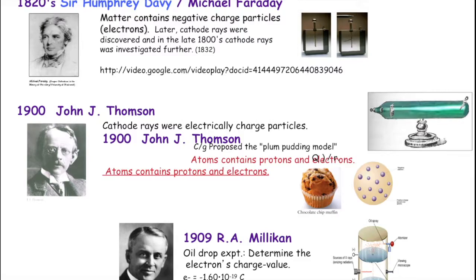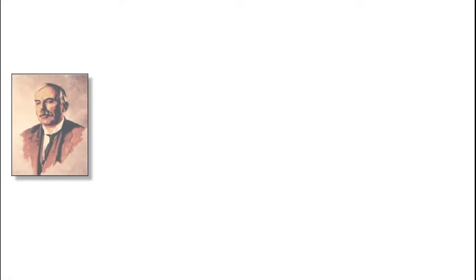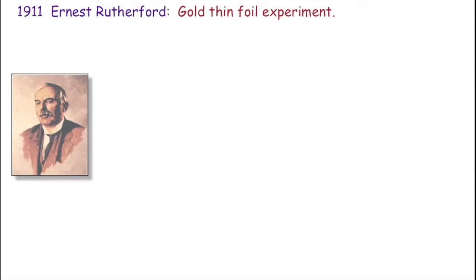Robert Millikan did an oil drop experiment in which he was able to determine the charge and mass of an electron. So again, in the 19th century and the beginning of the 20th century, individuals started to have a better understanding of the atom. And a guy by the name of Ernest Rutherford gave us our first concrete idea of the structure of the atom. He started with the gold thin foil experiment.